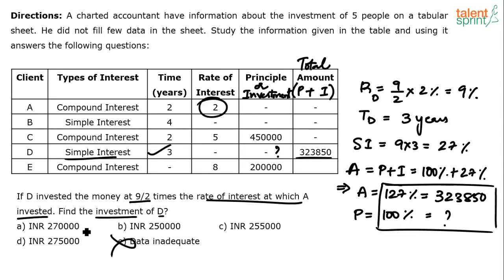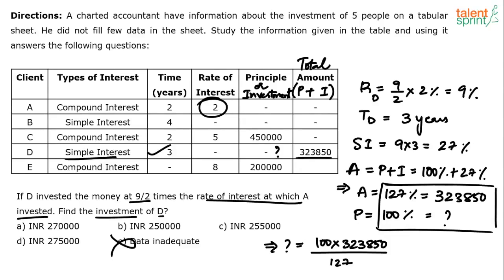Answer should be either A or B or C or D. Do the calculation. So the missing value will be equal to 100 into 323,850 upon 127. Calculation may take a little bit of time, but yeah, do it. The concept is important. You should know what kind of calculation you have to do. How you do your calculation is your lookout.